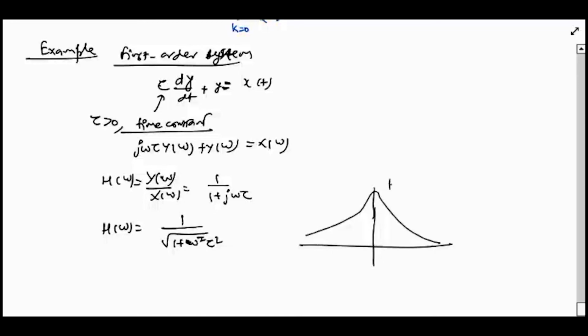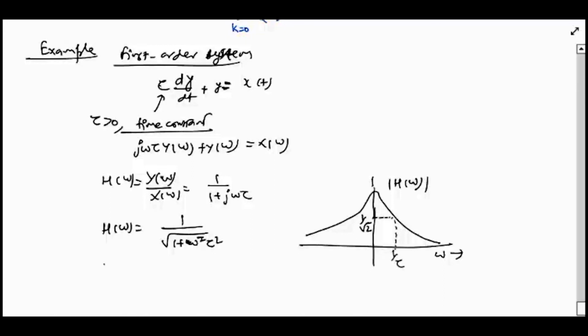Okay. So this is the absolute value of H(omega). The peak value is 1, and at omega equals 1 over tau, the value is 1 over root 2. So this value, 1 over tau, has special significance.